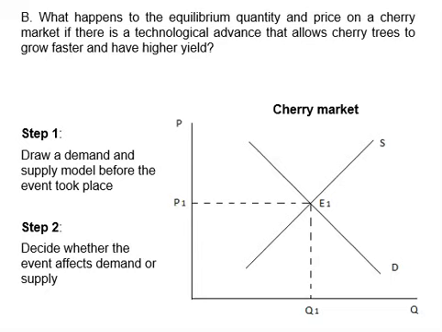Step 2. Decide whether the event affects demand or supply. Because the technological advance allows cherries to grow faster and have higher yield, sellers are willing to sell more cherries at any price level. That means the price for cherries increases. This is an example of a supply shifter.